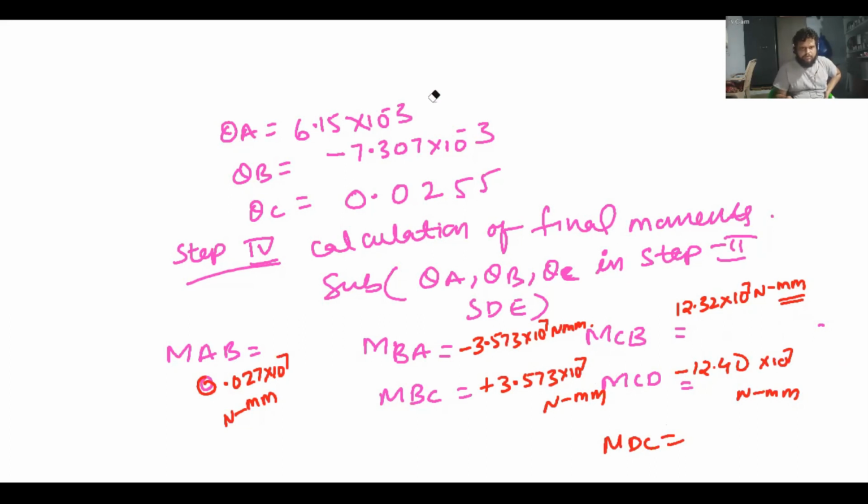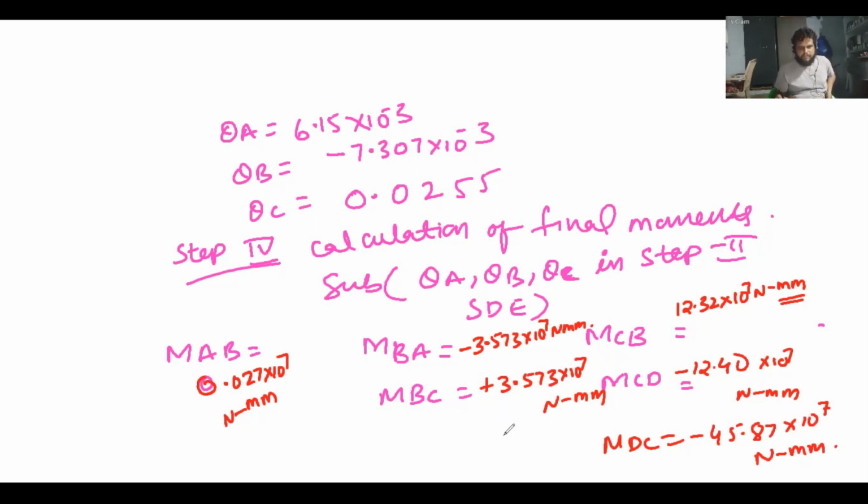Okay, MDC equal to minus 45.87. So I am having the values. That is the reason I am looking into my notes and I am writing directly. You have to please calculate it. In the examination, you have to use your calculator, right? So this is about calculation of moments.